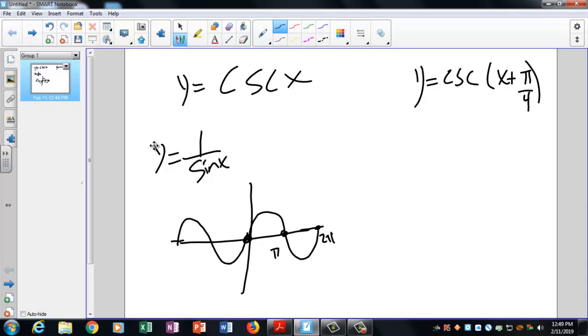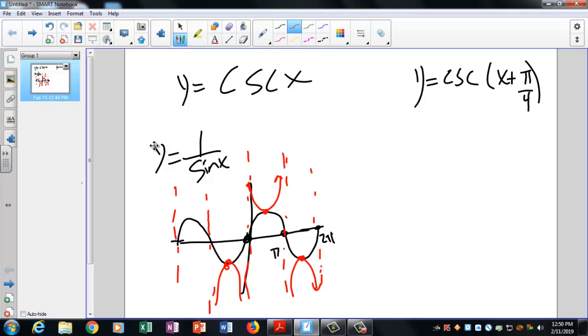And as we look at 1 over sine, what we get is asymptotes through pi, through 0, through 2 pi, and then we get these little mini parabolas that look like this. That will run up and down the asymptotes. So the red graph is the cosecant graph, the black graph is the sine graph.